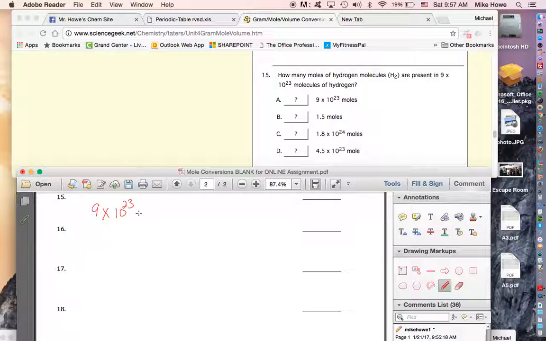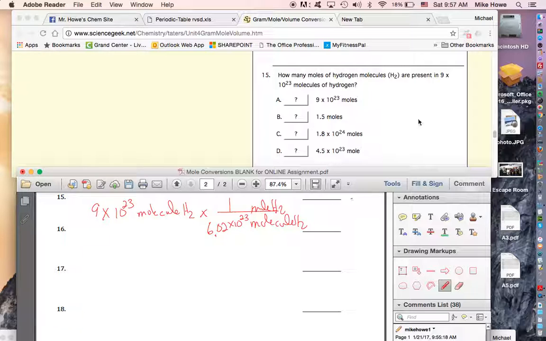Particles here would be a molecule because it's hydrogen molecules. Hydrogen is a non-metal. It's diatomic, so it has to be occurring as molecules. Okay, what unit goes on the bottom? Molecules. What unit goes on the top? Moles of H2. 1 goes in moles. 6.02 times 10 to the 23rd is the number of molecules in a mole. Remember the definition videos.